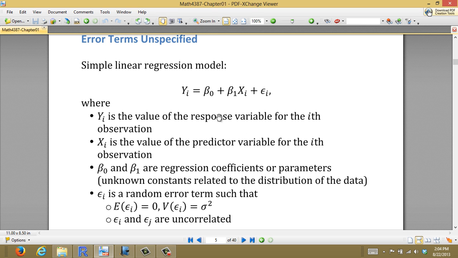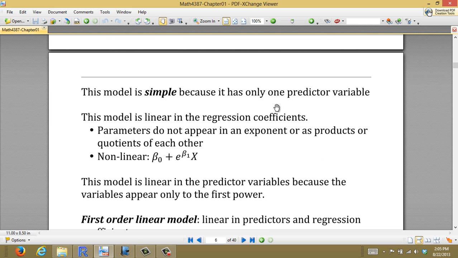And using those terms, in the simple linear regression model, the ith response is equal to beta naught plus beta 1 xi plus epsilon i. In other words, the ith response is based on some linear function of x, that's what this beta naught plus beta 1 xi part is, plus some random error that we can't capture completely. This model is called simple because it has only one predictor variable.